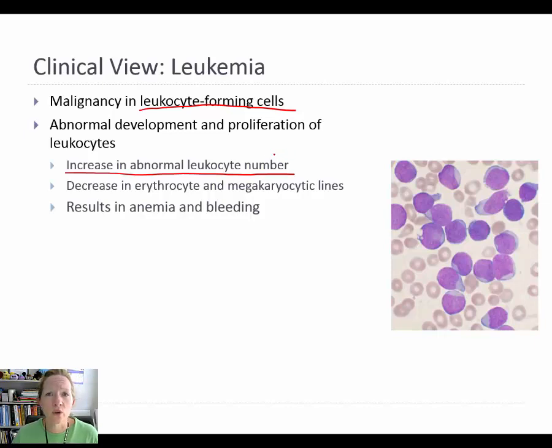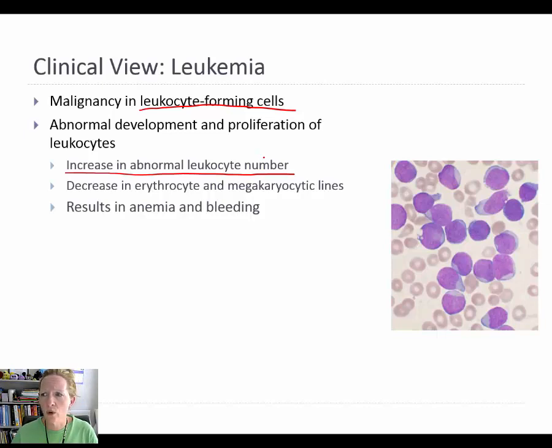So, but they're immature leukocytes. When I say immature, I mean they can't function correctly. So you have all of these leukocytes taking up space in the red bone marrow and then, of course, in other tissues. And then what happens is the fact that they really aren't doing their job.